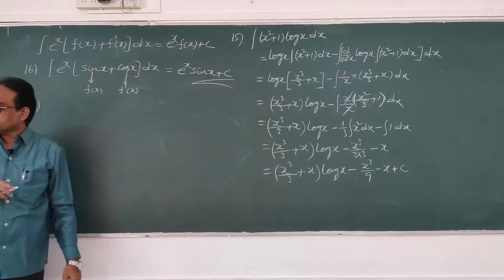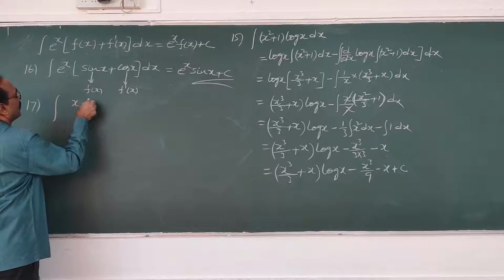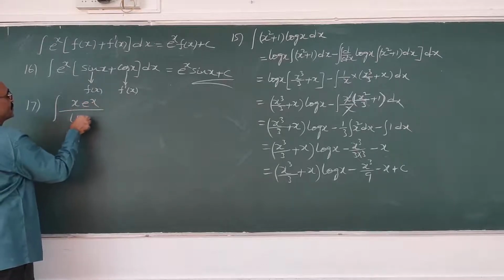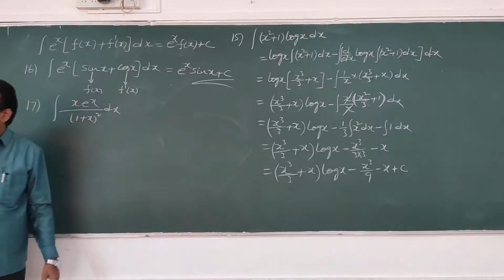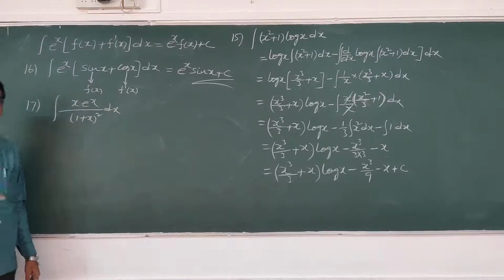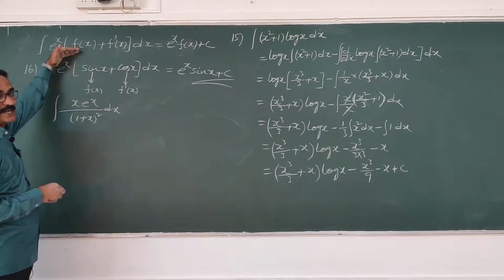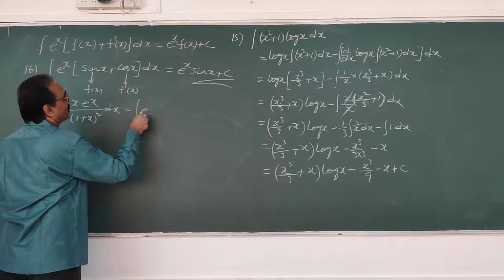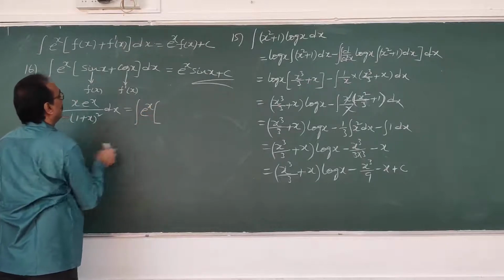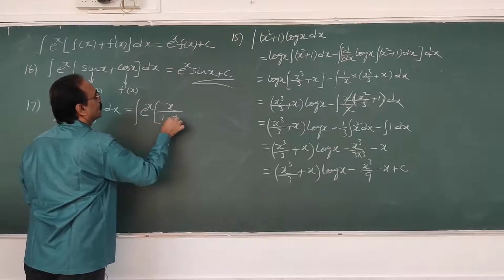Now problem number 17, integral x e power x by 1 plus x whole square dx. Once again I will see now. x e power x by 1 plus x whole square dx. Correct. So whenever I see e power x, I want to write it in this method only. Directly it is not given, so you should be able to adjust. So I took e power x common, and x by 1 plus x whole square is there.